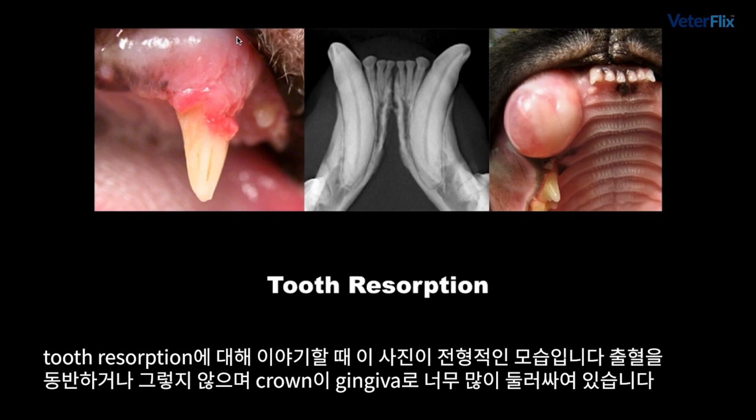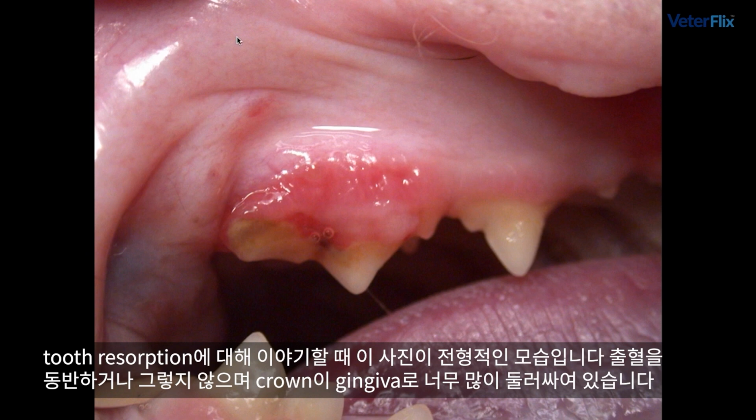I'm going to talk about tooth resorption. This is what we classically see. You've got a crown that's covered by too much gingiva, plus or minus bleeding.